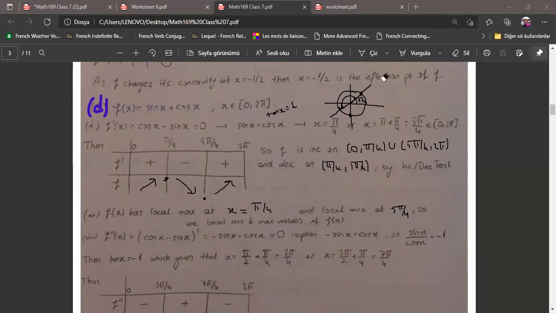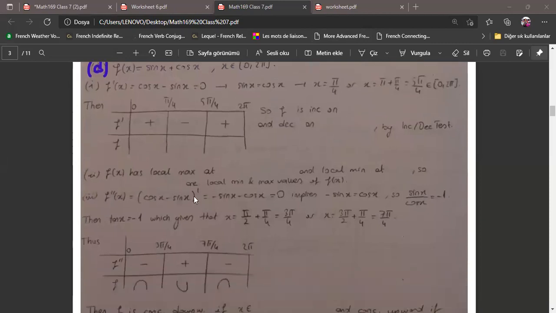Now for the last part, we need to determine the concavity of the given function. So for that, we need to find f double prime. Remember, f prime is this. So we take the derivative of this function, which is minus sine x for this one, and cosine x for this one. So we have this, right? It gives cosine x is equal to minus sine x, which gives again sine x over cosine x is equal to -1. So tangent of x is equal to -1.